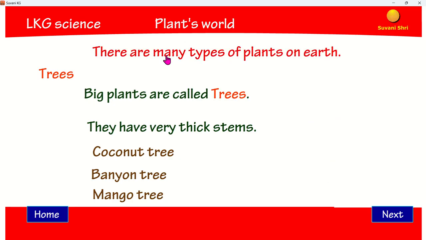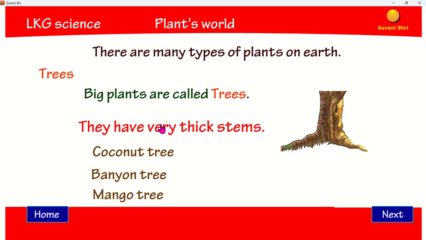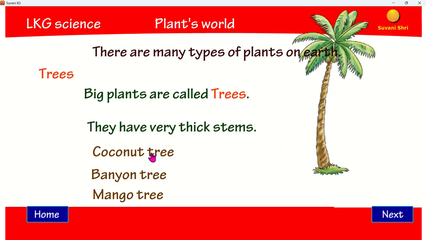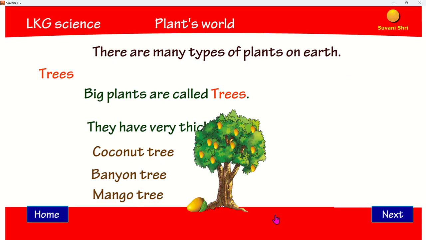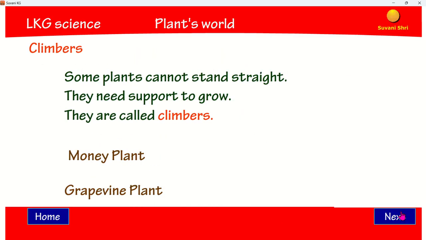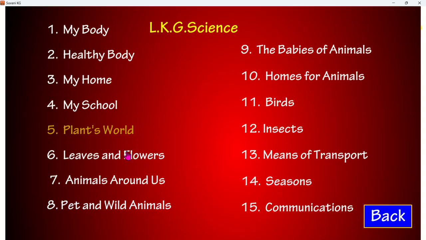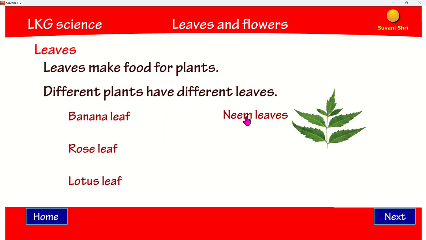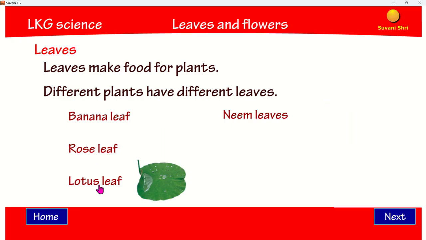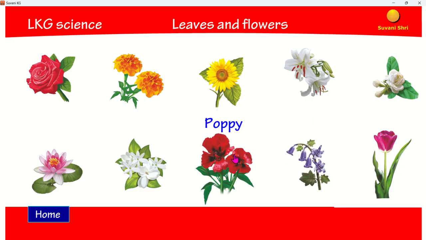There are many types of plants on earth. Big plants are called trees. They have very thick stems. Coconut tree, banyan tree, mango tree, banana leaf, rose leaf, lotus leaf, bluebell, poppy.